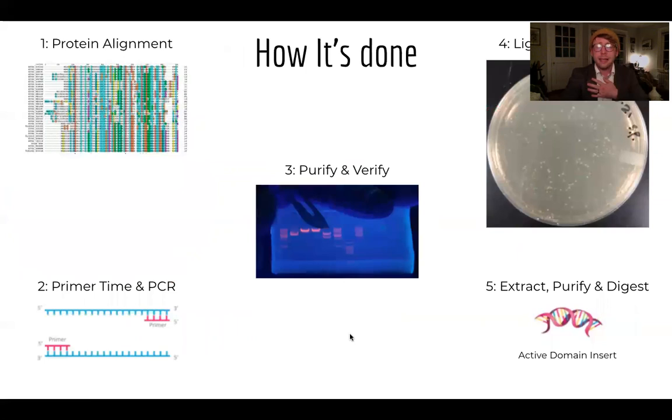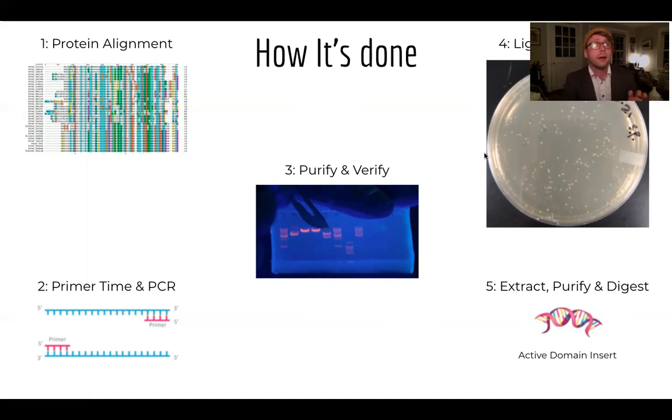So how do we do this? First, you have to identify the active domain, and you do that through protein alignment. Then you design primers to amplify just that section. You just want that little piece of your protein, so you just need that sequence. Then you electrophorese and purify, verify that base pair count. And then you're going to go ahead and ligate.